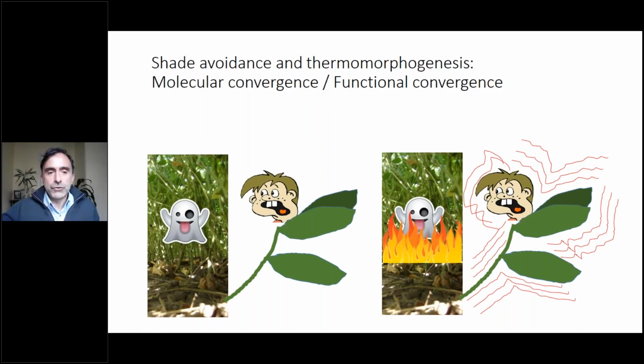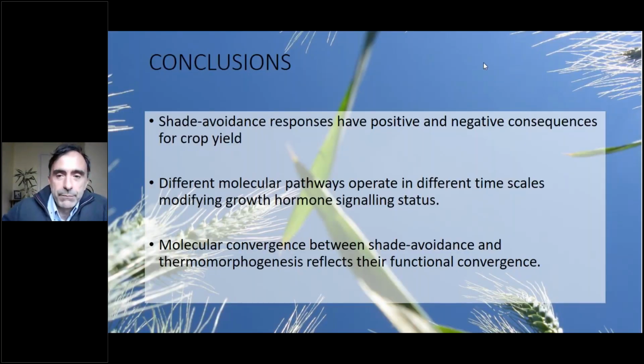And with that, the conclusions. First, shade avoidance responses have both positive and negative consequences for the yield of the crop. I'll show you some data about that. There are different molecular mechanisms that operate in shade avoidance at different time scales, but they all converge to act on hormones. I have shown you data on auxin, on GA, but there are also effects on brassinosteroids. And the molecular convergence between shade avoidance and thermomorphogenesis, in our opinion, reflects functional convergence.